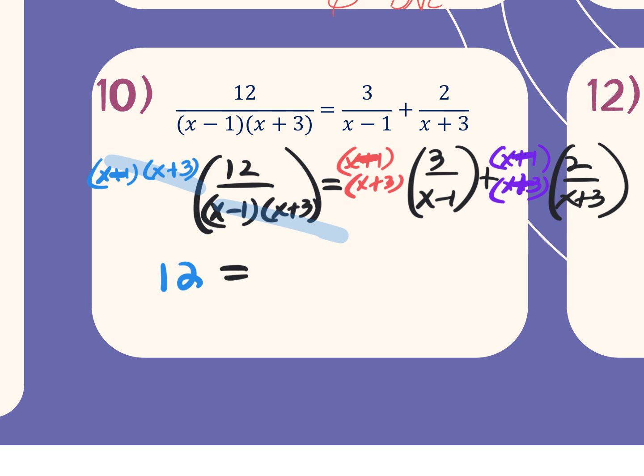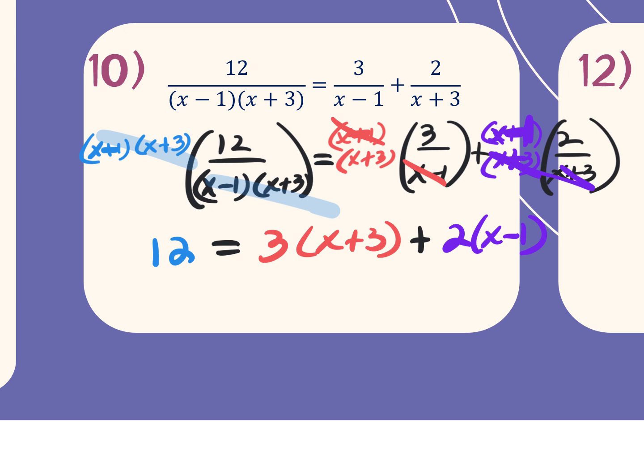That's a plus 3, but that's a minus 1. All right, so the minus 1 cancels. And then now I need to distribute the 3 to the x plus 3. Then I have the plus sign. And then now I'm going to distribute the x plus 3 cancels. So then I distribute the 2 to the x minus 1.